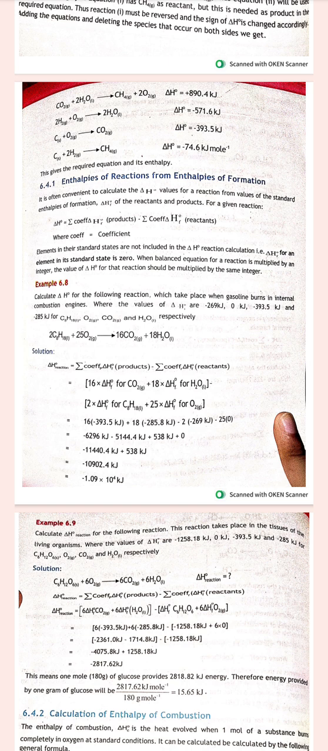Elements in their standard states are not included in this calculation, and the del H F naught for an element in its standard state is 0. When the balanced equation for a reaction is multiplied by an integer, the value of del H naught for that reaction should be multiplied by the same integer.